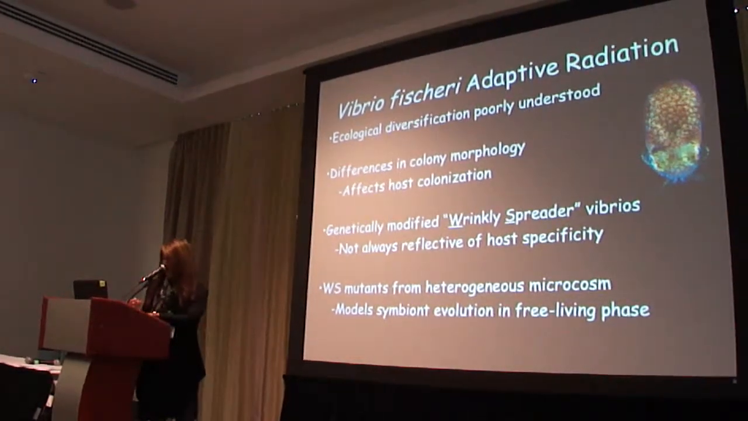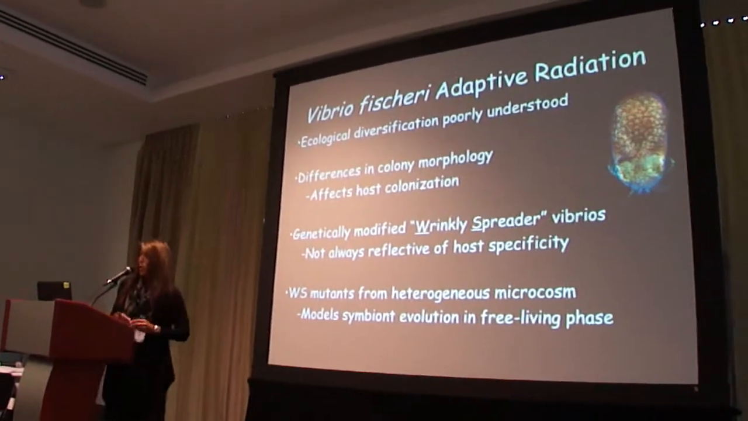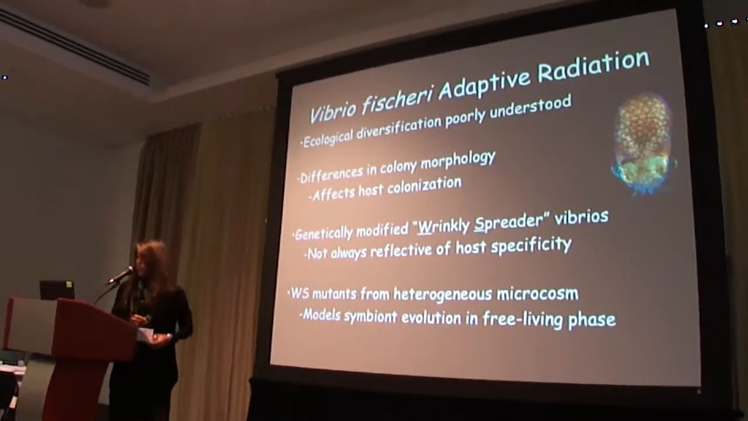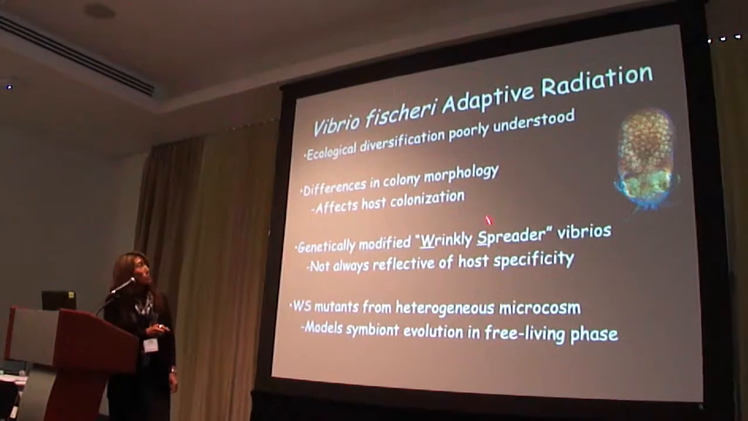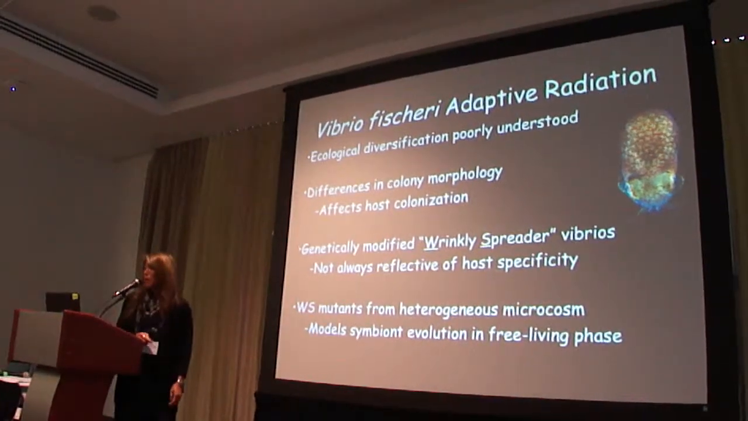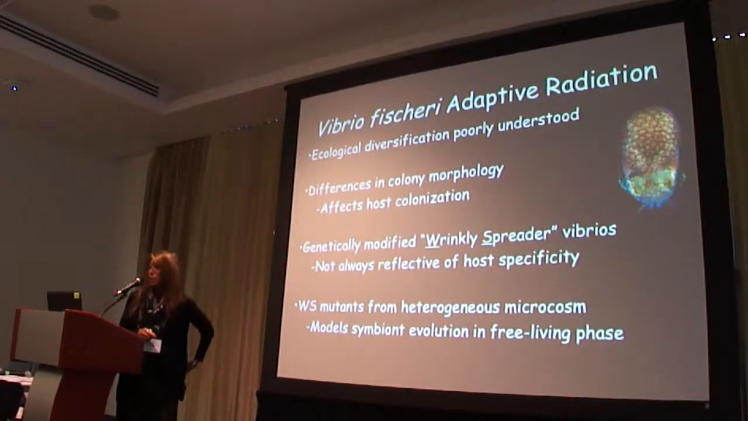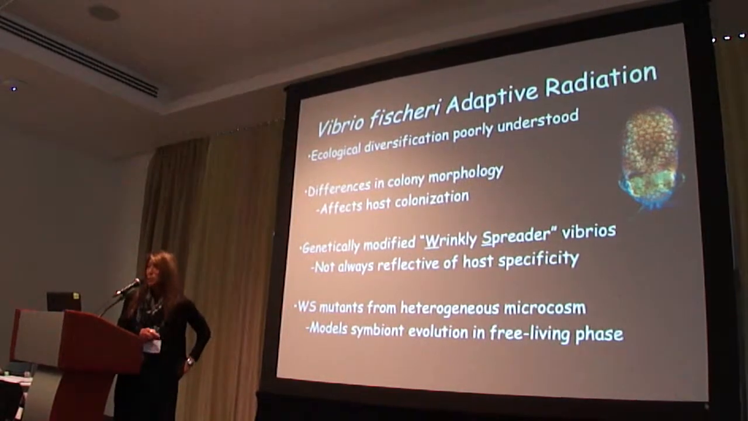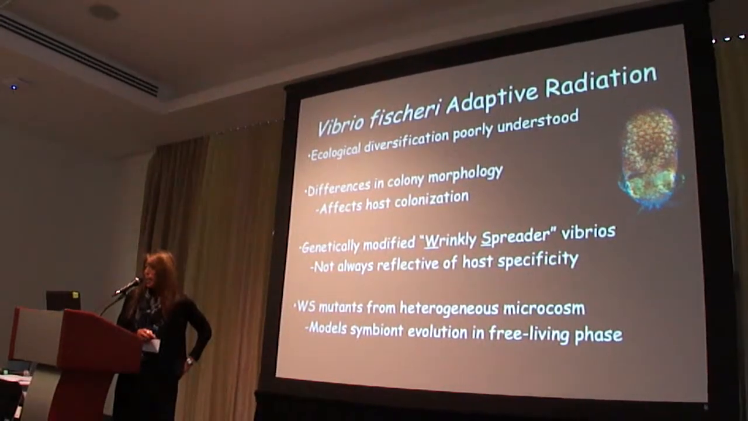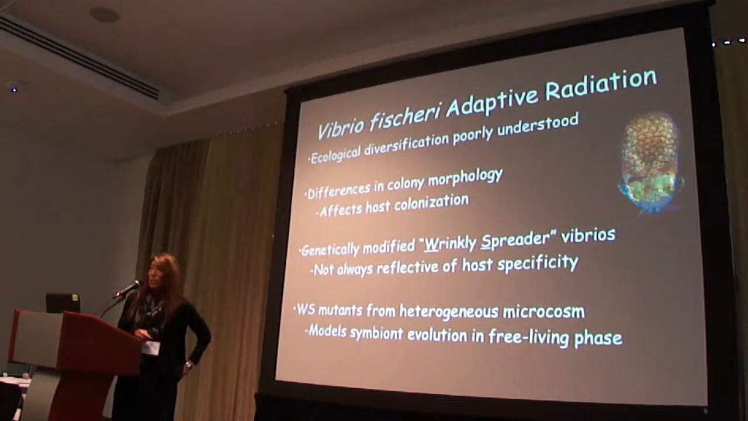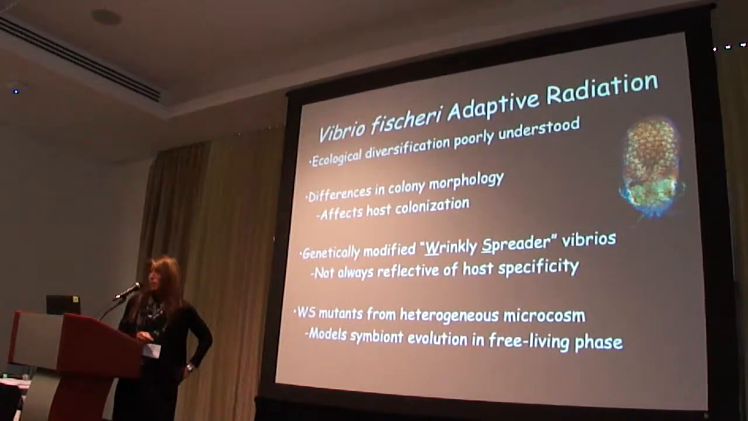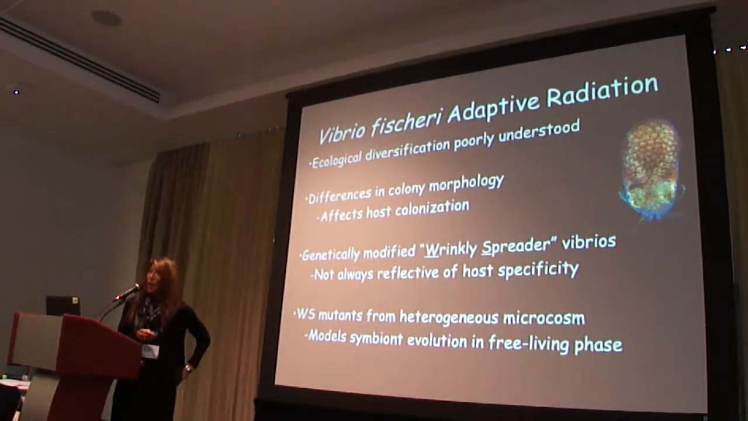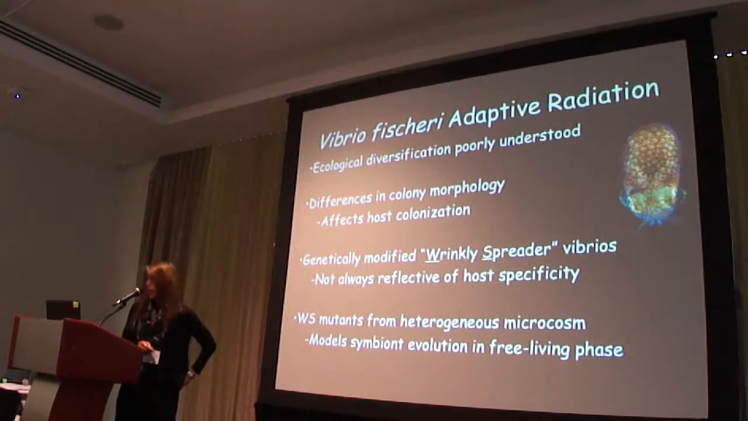So I've been working on a model system using Vibrio fischeri and bobtail squid, and people really haven't looked at adaptive radiation of Vibrio fischeri very much, so we've decided to take that track. And we've noticed along the way of looking at many of our strains that there are a lot of differences in colony morphology, and possibly that could affect host colonization.